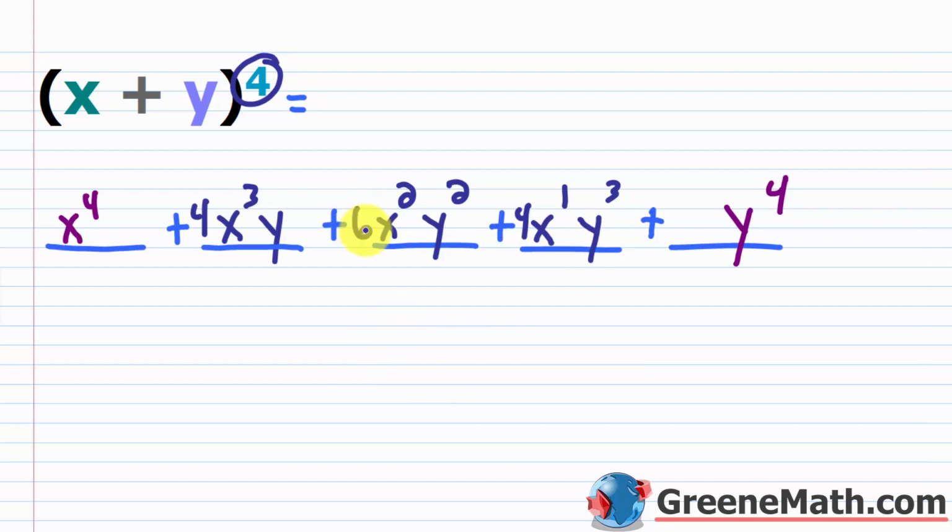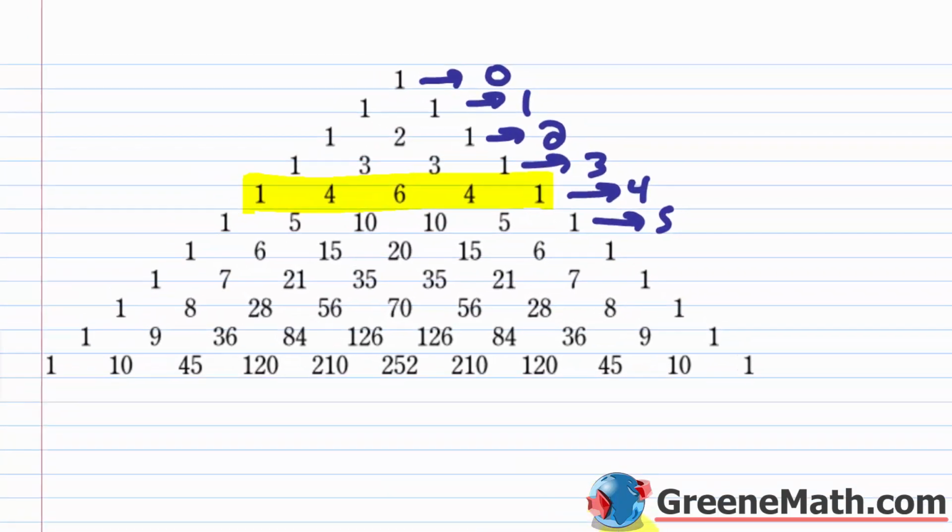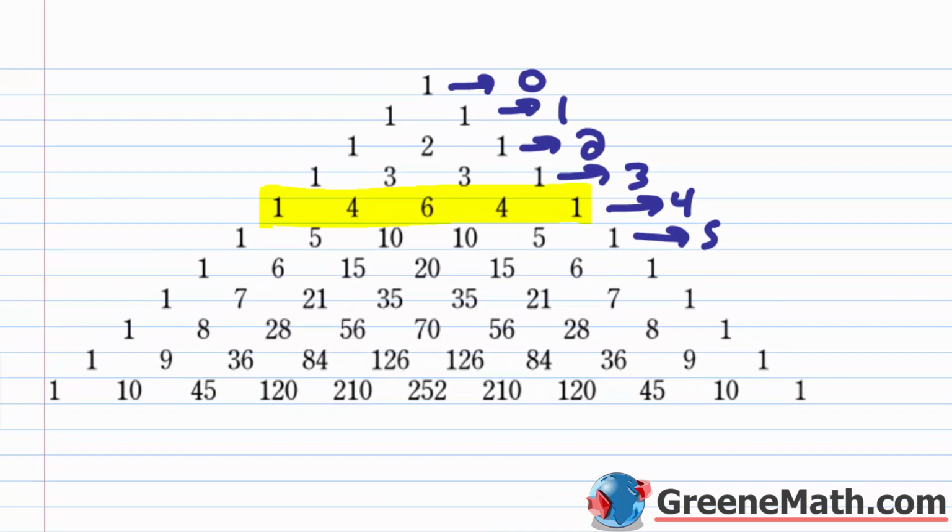We've expanded this guy. We know that it's x to the 4th power plus 4x cubed y plus 6x squared y squared plus 4x y cubed plus y to the 4th power. Now, let me go back and do a little bit of explaining on this Pascal's triangle because you might be saying, what in the world is this thing?